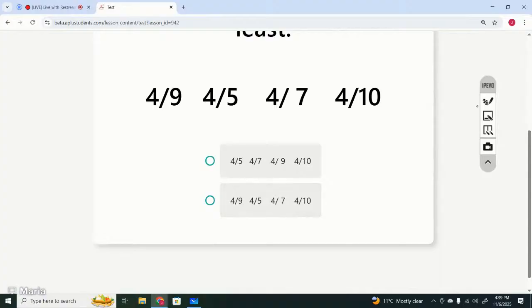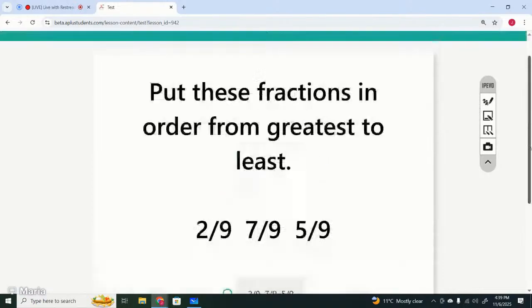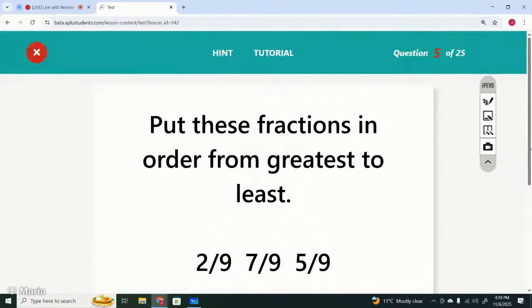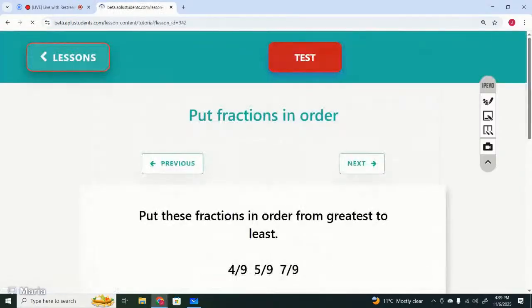Put these fractions in order from greatest to least. That is 4 by 5, 4 by 7, 4 by 9 and 4 by 10. Okay, you can complete the lesson by yourself later today.